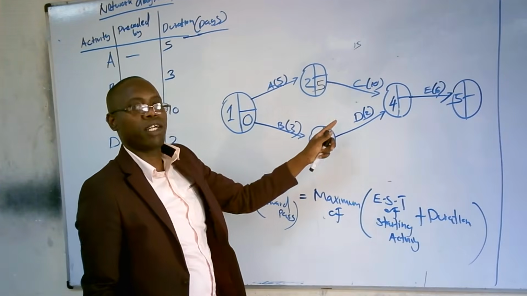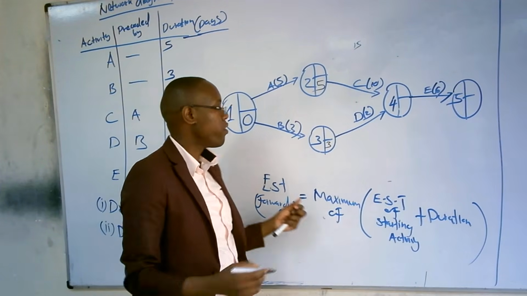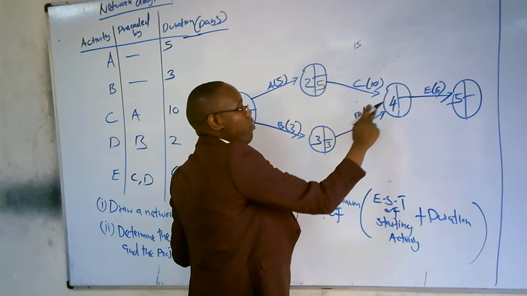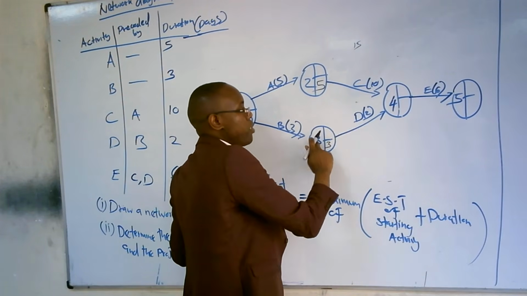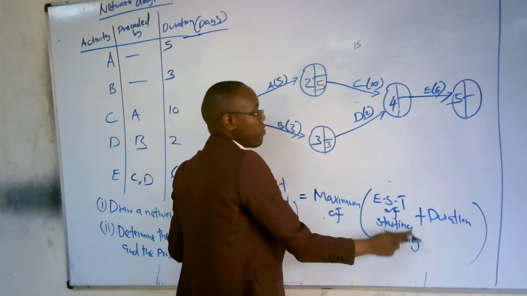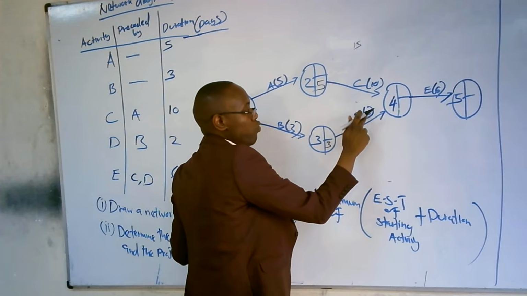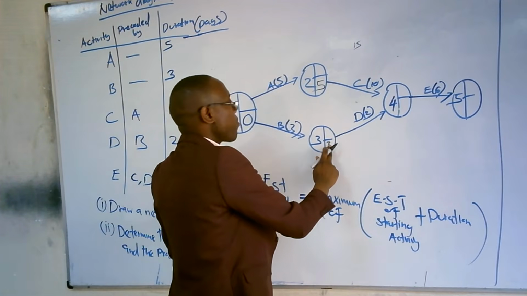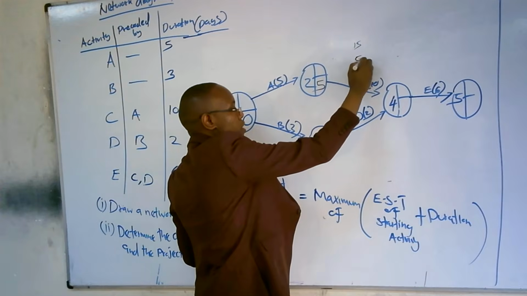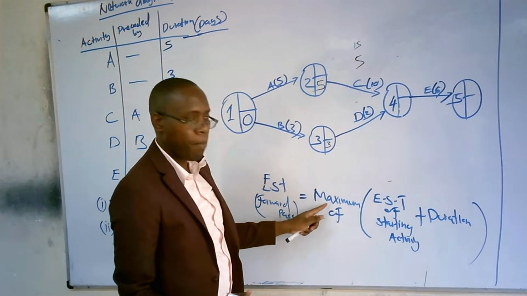Because here we have 2 directions, that's why I'm not indicating it, and we are supposed to take the maximum of. Again, if I move to node number 4 from 3 to 4, that is now going to be the earliest start time of starting activity, which is 3, plus the duration, which is 2. So 3 plus 2 is 5. So now we take the maximum of.